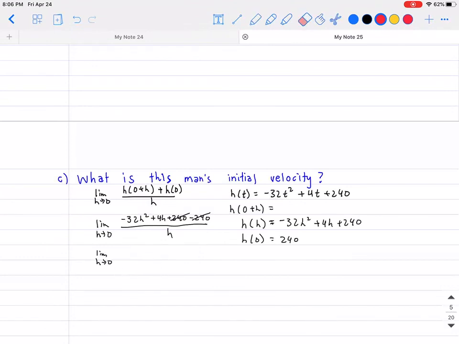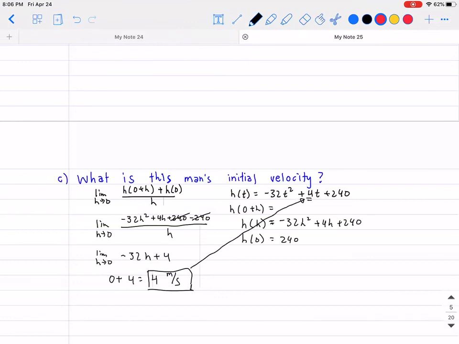So limit as h approaches 0. So negative 32h, sorry, let me fix a mistake right there. So I'm going to go ahead and erase that. So negative 32h and then plus 4. As h approaches 0, we get 0 plus 4. So the answer is going to be 4. And that is going to be in terms of meters per second.